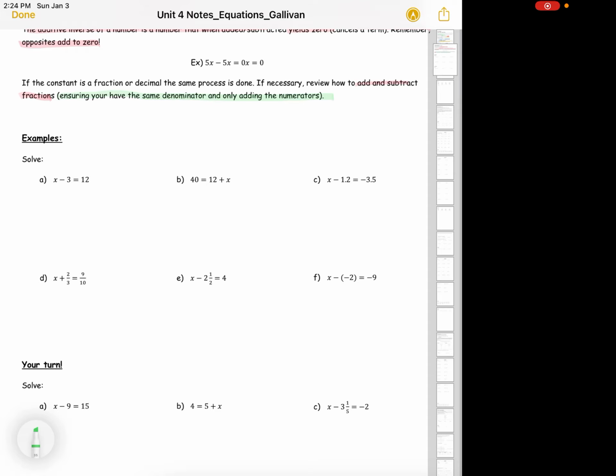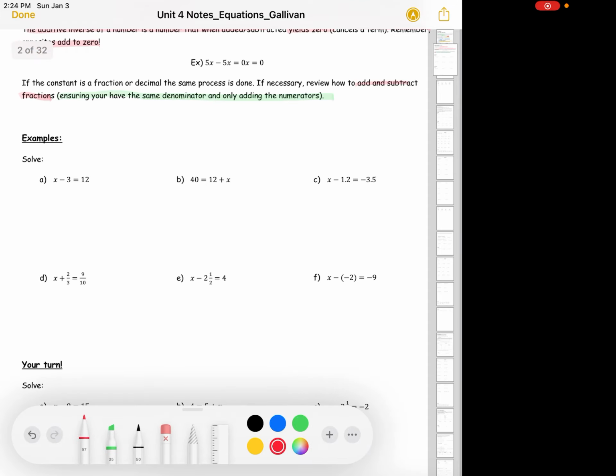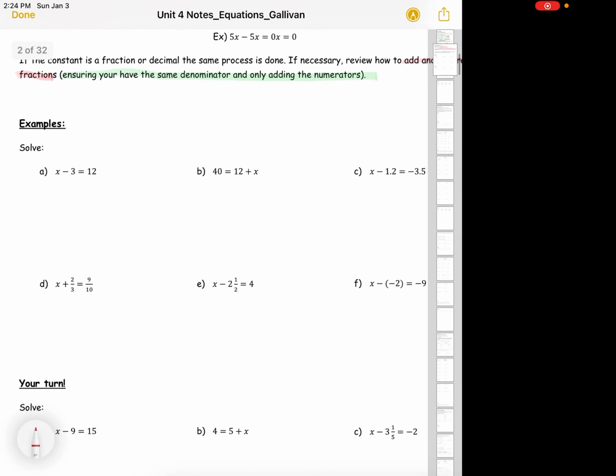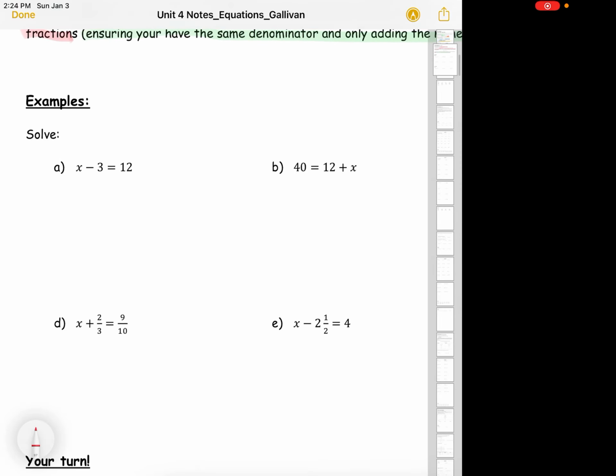Okay. All righty. So here, I want to isolate x. So I've got to think about what is the opposite of minus 3? Well, it's plus 3. So I add 3 to both sides. So x is equal to 12 plus 3, which is 15.